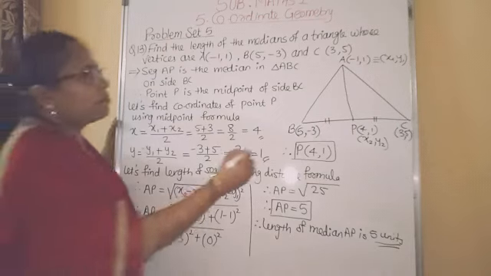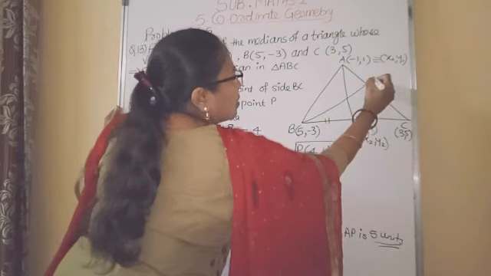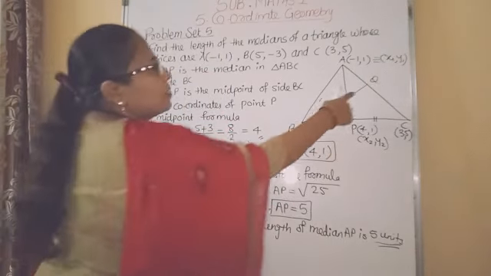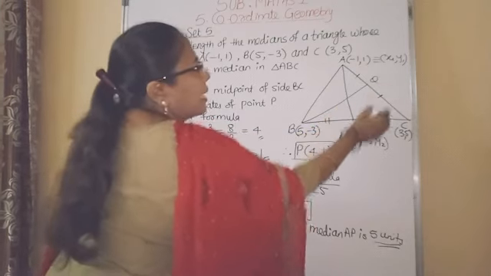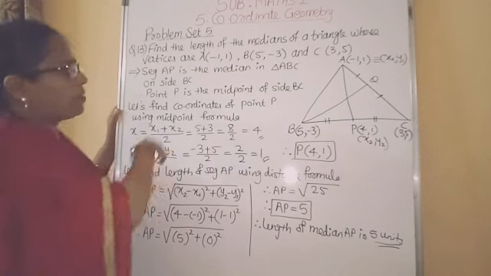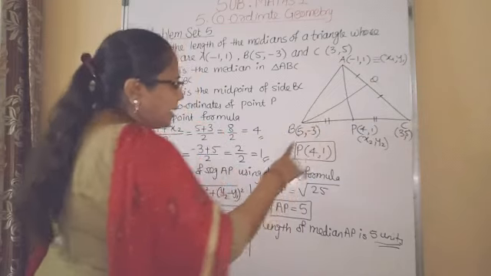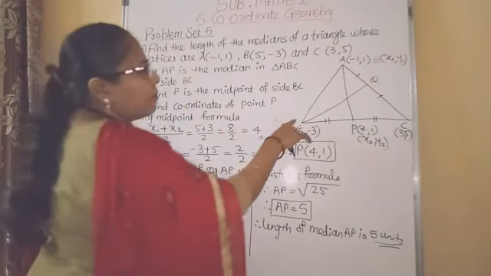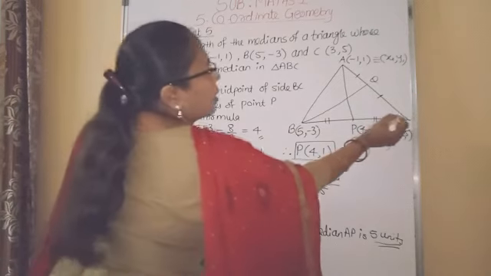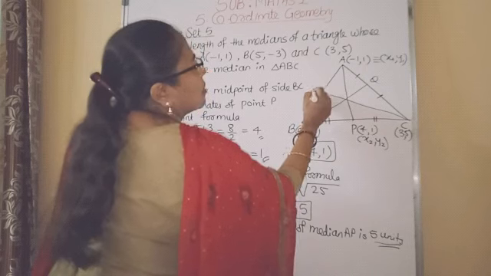Understood? Now if you draw the median from point B, let BQ be the median drawn from point B. So Q is the midpoint of side AC. In the same way, first using the midpoint formula, find the coordinates of point Q, and then using the distance formula find the length BQ.